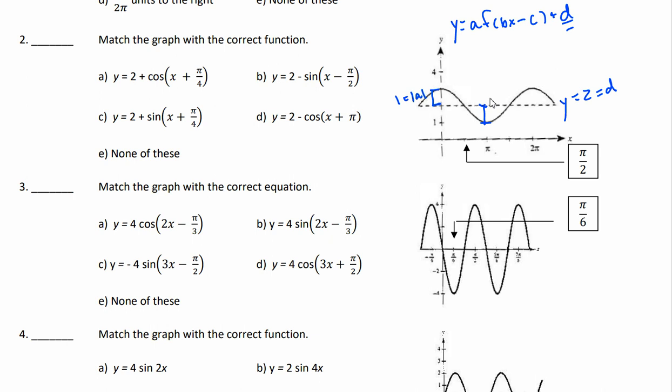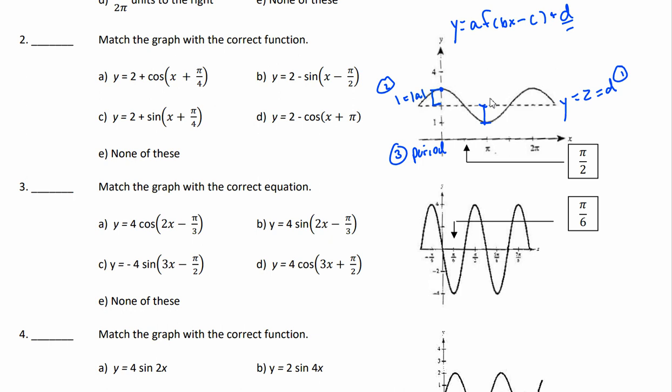The next thing we want to do is figure out our b value so we can find our period. So the first thing is we find our d, we can find our a. Next we want to find our b. Now to find our b, we have to find the period. The period is located where the trig function repeats.